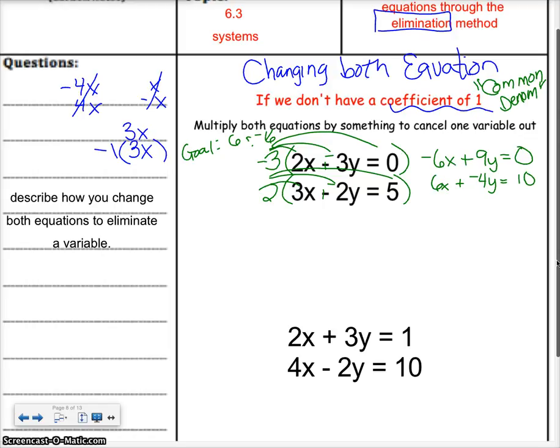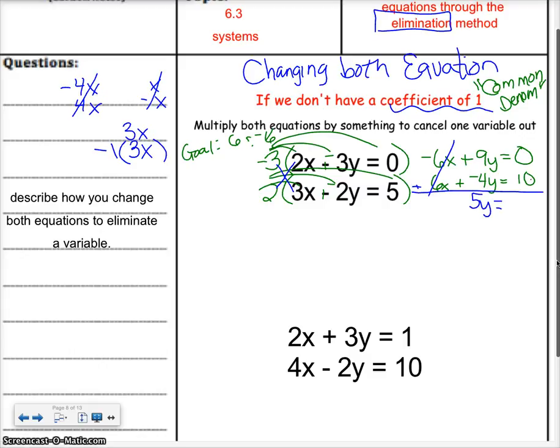Now I can combine because I have opposites. If you notice the connection, I times the coefficients by the opposite, and I just made sure one was the opposite sign. That will always work. You can always do that, or think of it as a common denominator. Now I can combine. Negative 6 and a positive 6 is nothing. 9 plus a negative 4 is 5y.